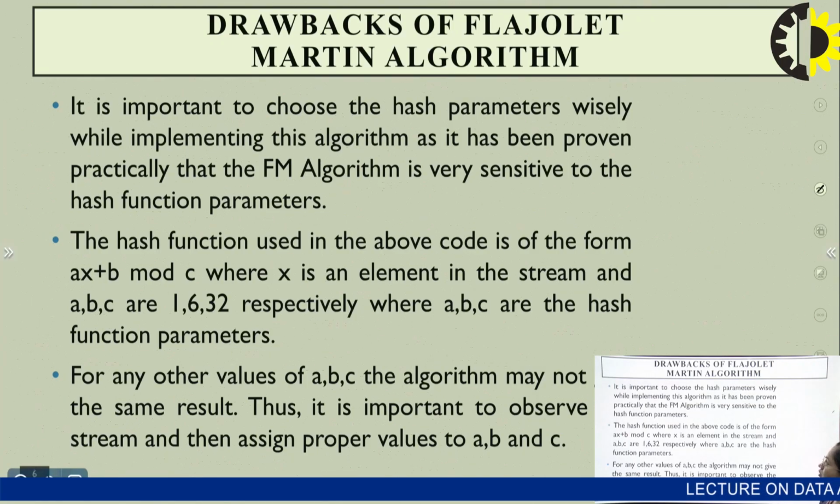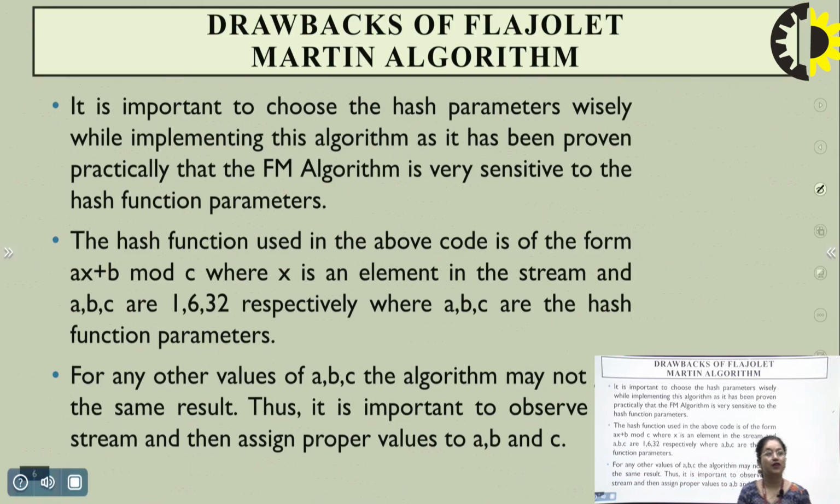Okay. So there are certain things we need to consider while we are applying the FM algorithm. The hash function plays a vital role, as I told you. So we need to choose the hash parameters very wisely, because they define how reliable our algorithm will be, if we are using the hash function in a better manner. We also need to consider the complexity.